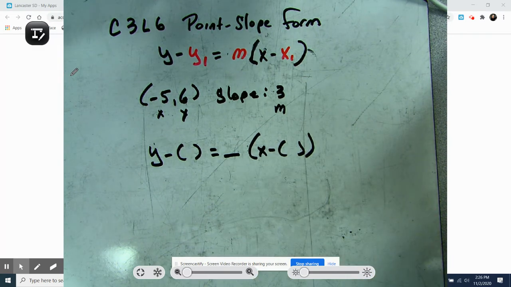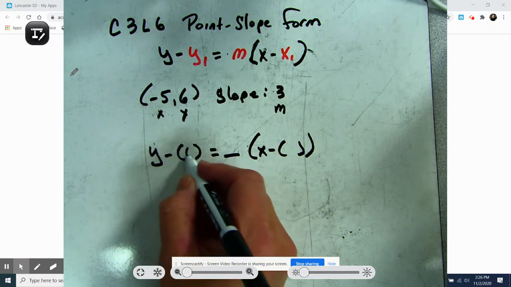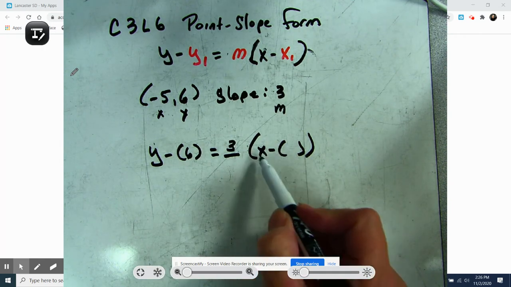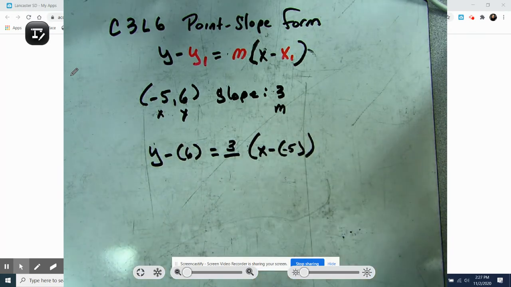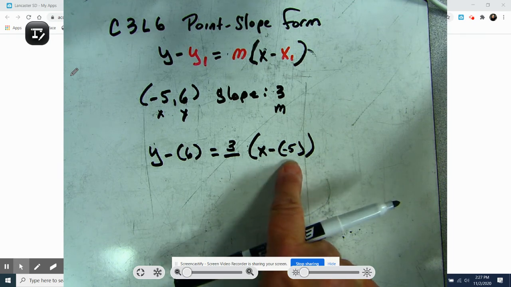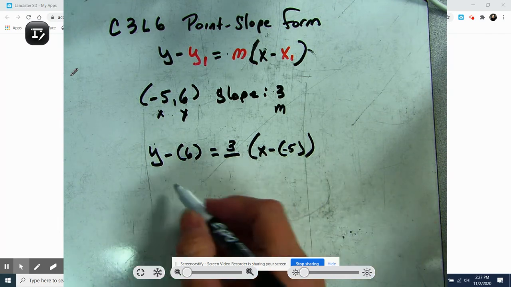Notice I'm using parentheses. You use parentheses to denote that you are substituting, and you do that so you don't miss a double negative when you put in signs. So y minus, it says y1, this is the y, so we'll put 6 here. M is slope, slope is 3, so we'll put 3 here. X is -5, we'll put -5 here. Now, if I had not put the parentheses, I might have seen that negative sign and said, oh, negative, and just put 5. Well, that's not right, because this is going to be negative, negative, making this +5 instead of -5. So now we're going to get rid of the extra parentheses.